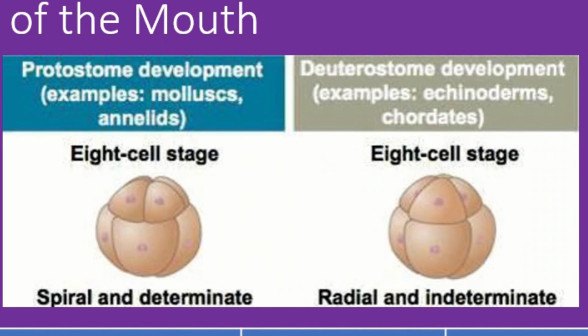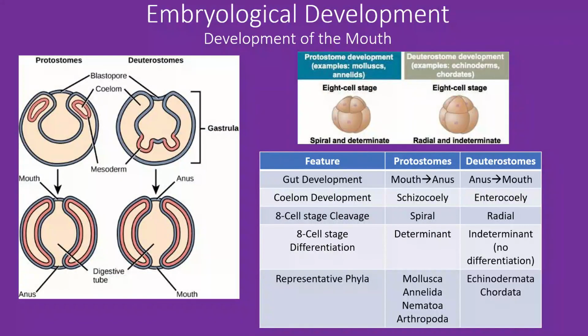In addition, protostomes have determinate cleavage, where the role of each embryonic cell is already determined. Deuterostomes have indeterminate cleavage, where the role of each embryonic cell is not determined until later on. In other words, deuterostomes are made of embryonic stem cells until later in development. In our next video, we will be looking at animal phylogeny as well as the evolution of the animal kingdom.